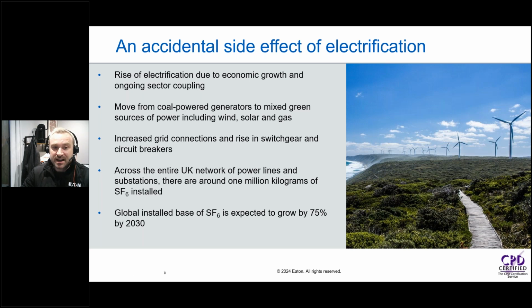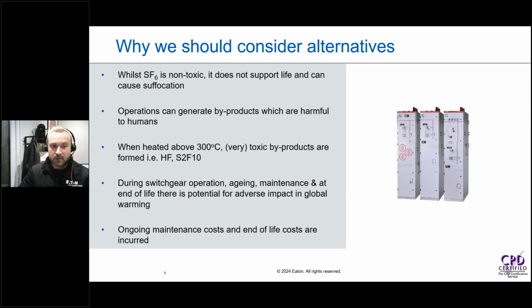The UK has seen a massive increase in grid connections and a rise in switchgear and circuit breakers, where SF6 is being used more widely. Across the UK network of power lines and substations, there are around 1 million kilograms of SF6 installed, and the global installed base of SF6 is expected to grow by at least 75% up to 2030. So there's a massive increase still going on.